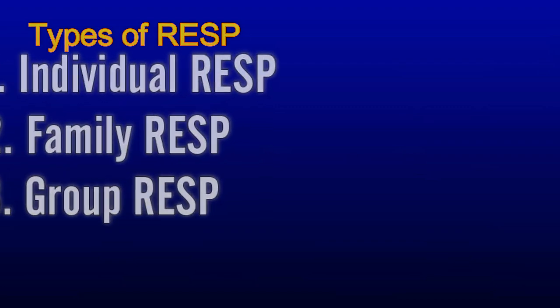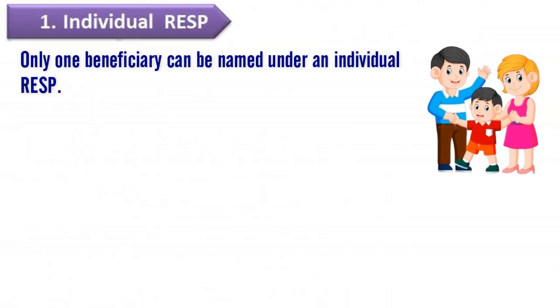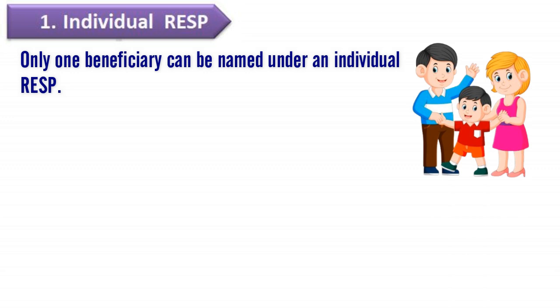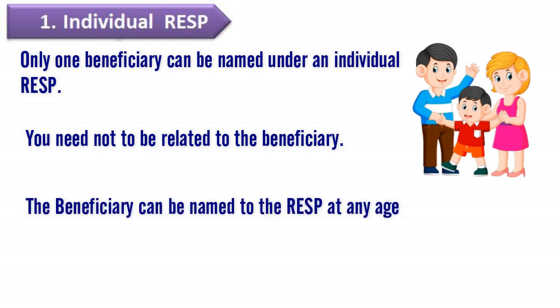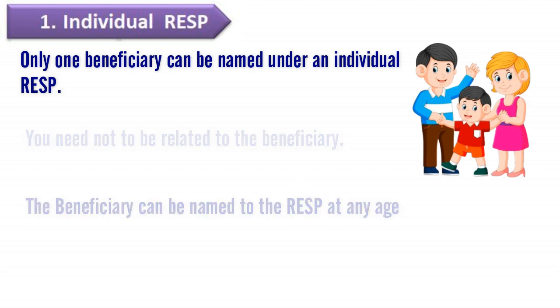Now let's discuss the types of RESP. Totally there are 3 types of RESP: individual RESP, family RESP and group RESP. Individual RESP. Only one beneficiary can be named under an individual RESP. In this RESP, you need not be related to the beneficiary. The beneficiary can be named to the RESP at any age.